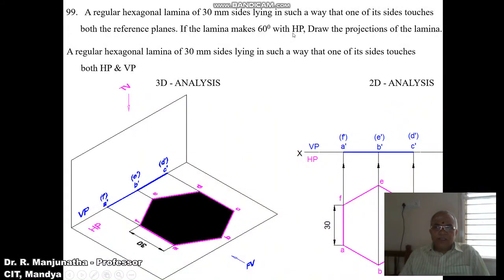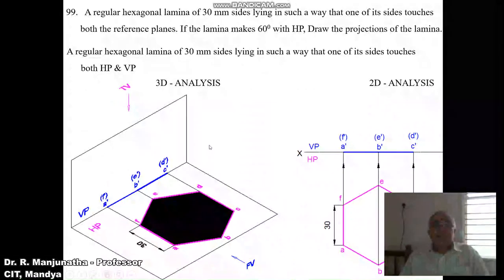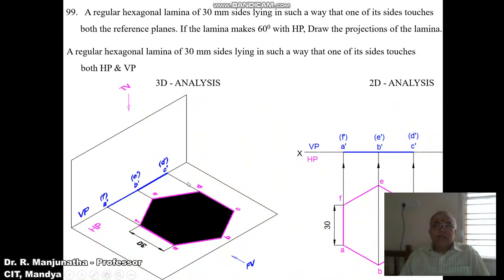So since he has given the surface inclination with respect to HP, obviously you have to start from the horizontal plane, such that the surface is parallel to HP, in the sense that the surface makes an angle of 0 degrees with respect to HP. So that means it is parallel to HP. Once it is parallel to HP, we are getting the true shape. That means AB, BC, CD, DE, EF and FA all are in true length. So hence it is the true shape.